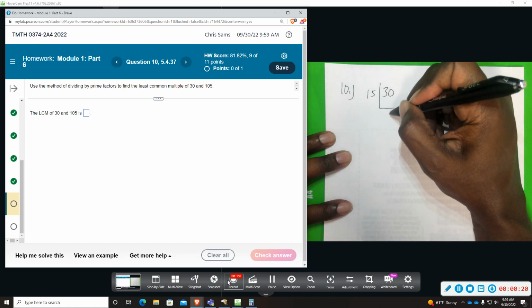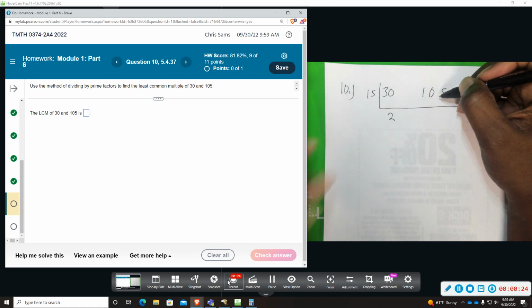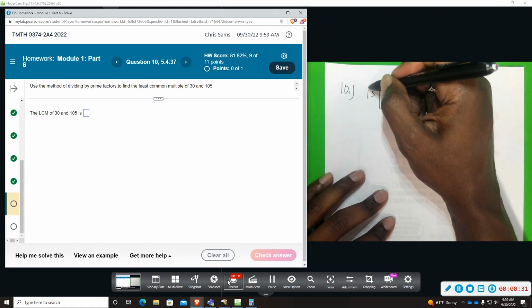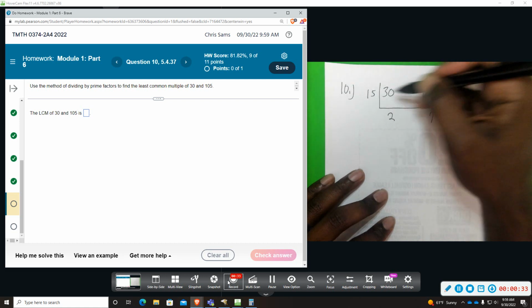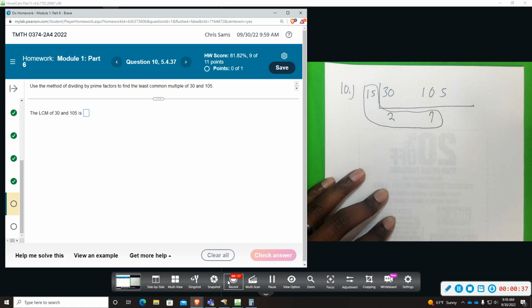That's going to leave us with 2. 15 times 2 is 30. And then 15, let's say, times 7. And then that way we only divide out one number. Otherwise, you can divide by 5 and then 3. But 15, 2, and 7.